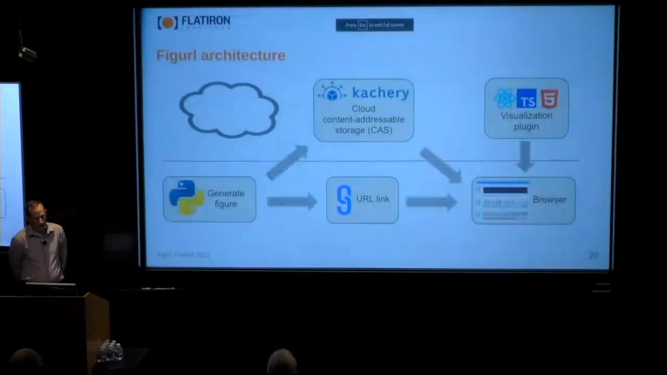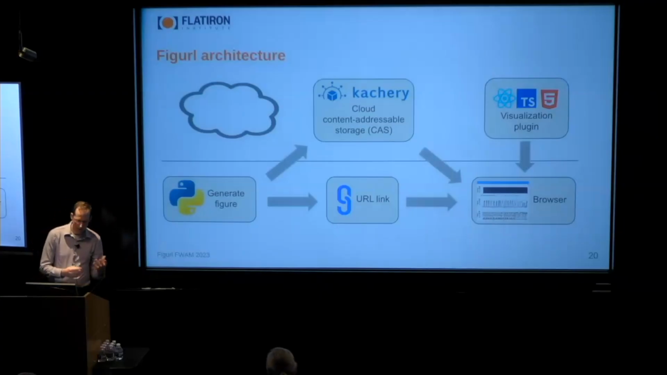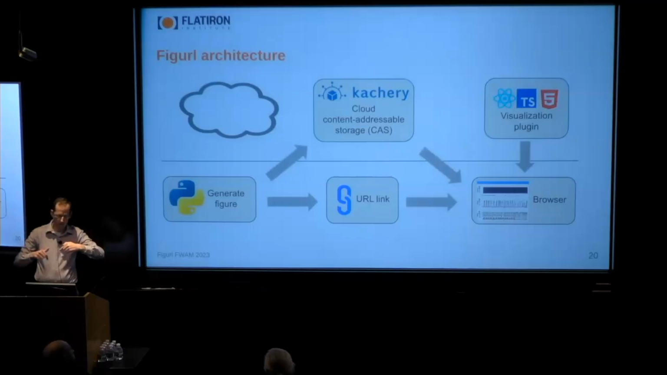So here's how it works. The Python script that is being used to generate the figure creates a data blob that is needed by the visualization. It then uploads that to a content addressable storage database, which I call cachery. It then generates the URL link. And when that link is opened, it's a pairing between the data that comes down from the storage database and the visualization plugin. Those come together in the FigURL website, and it just sort of pairs them together.